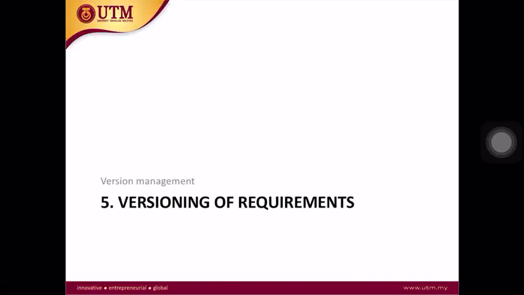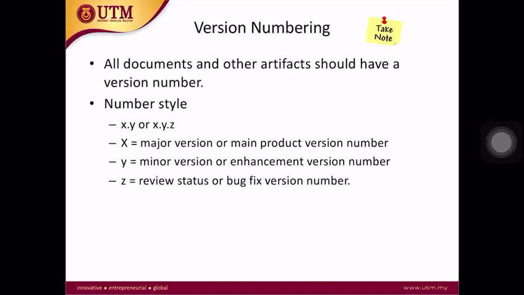This video will talk about the fifth aspect in managing the requirements, namely the version. During software development, all artifacts, for example, the documents, the models, the code, should have a version number. Having a version number allows us to trace the log history for that particular artifact.